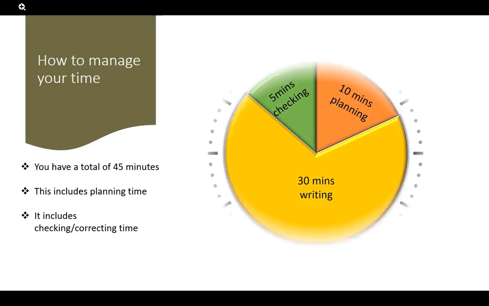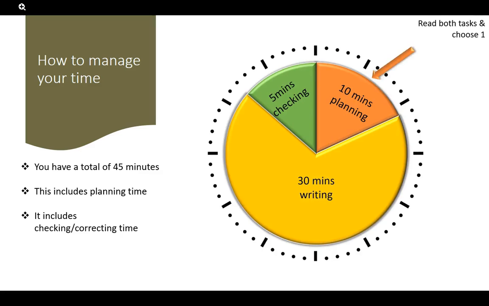So if we look at how that breaks down, the first 10 minutes are planning. And in that time you need to read both tasks and very quickly choose the task you're going to do. Don't spend ages agonising. Go with your gut instinct. Do the one that appeals to you the most.